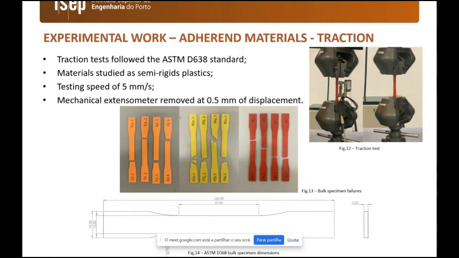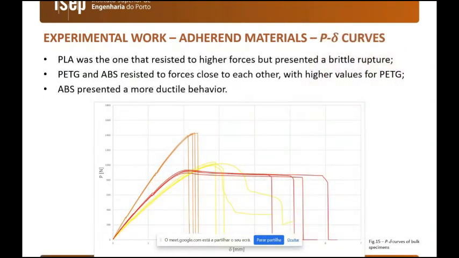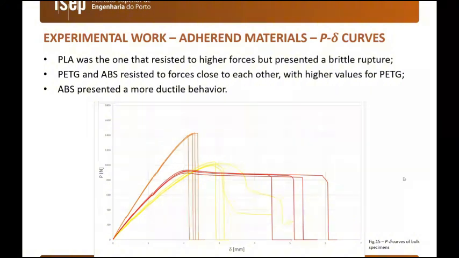We can see the failed specimens that were tested in our experimental run. We considered a testing speed of 5 millimeters per minute and a mechanical extensometer that allows us to accurately obtain the stiffness of all of the materials. Here we can see the comparison between the 3 adherends in terms of load-displacement curve. The PLA resisted the highest load, as we can see, but it has a brittle behavior, while the PETG and ABS had a smaller load to failure, but a higher deformation before failure.